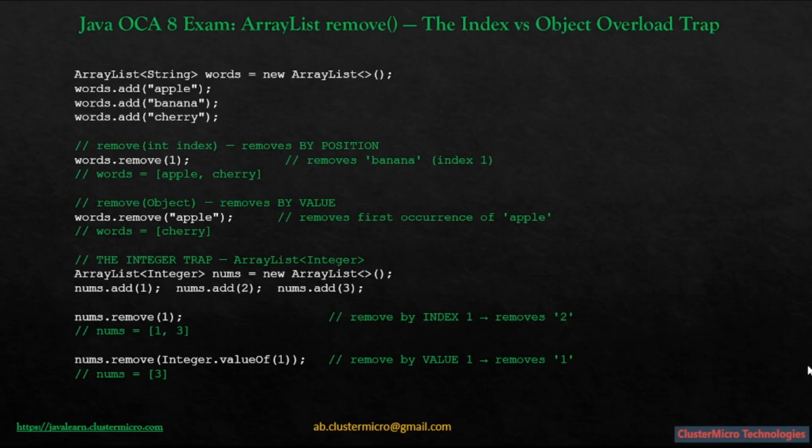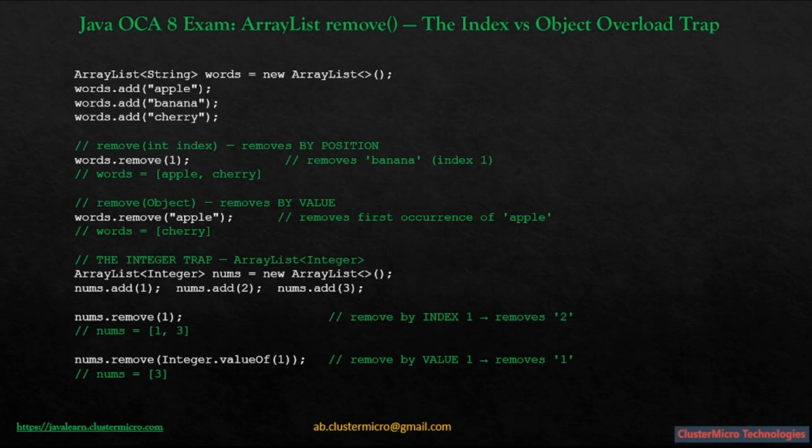So this passes an integer object, so Java uses the object overload and removes the value 1. Removing on a string array list is quite straightforward. words.remove(1) removes with an int argument, so it removes by position, by index. Index 1 is banana, so banana is removed. The list shifts left, so cherry moves from index 2 to index 1, and the list is now apple and cherry.